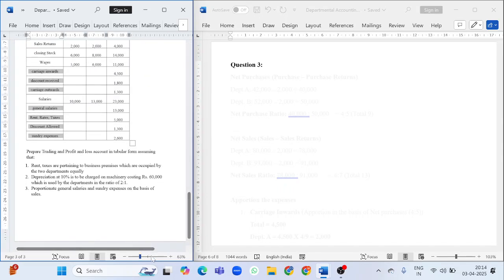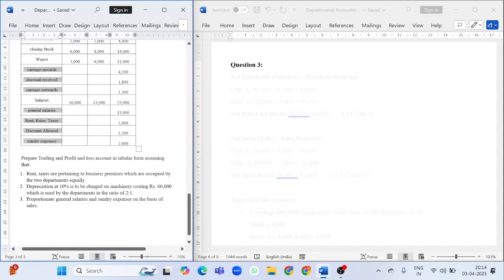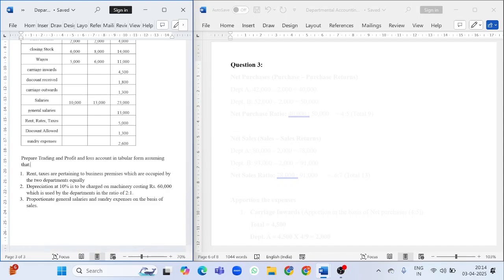Let us analyze that. Prepare trading and profit and loss account in tabular form, assuming that rent and taxes pertain to business premises which are occupied by the two departments equally. So they are telling that rent, rates and taxes, rent we will pay on the area that is used by business, has been equally occupied by both departments. So equally we will divide the rent, rates and taxes expenses also.